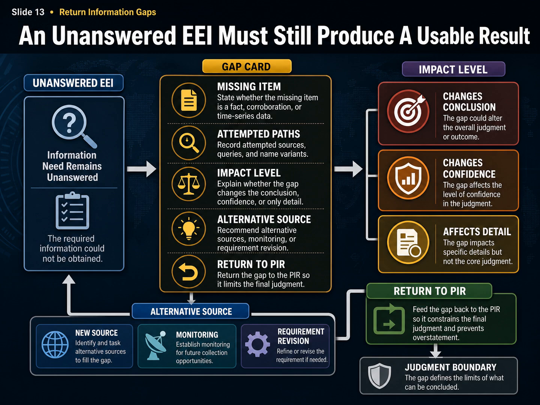An unanswered EEI still needs a usable result. State whether the missing item is an original fact, independent corroboration, or time series data. Record the platforms, queries, and name variants already checked. Explain whether the gap could reverse the conclusion, lower confidence, or affect only a detail. Then recommend an alternative source, monitoring plan, or requirement change. Most importantly, return the gap to the PIR. A limitation in the high-level judgment should trace back to the exact unanswered item below it.